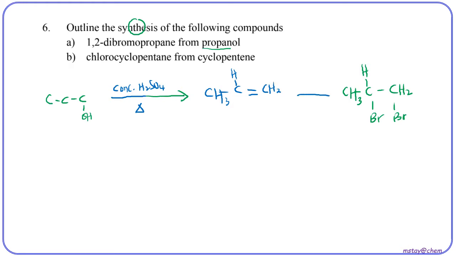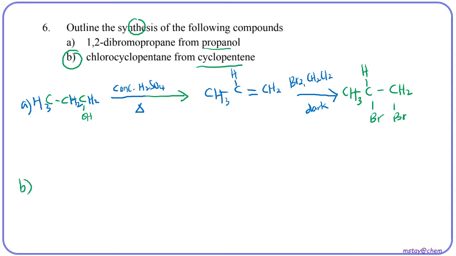So alkene can produce dihaloalkane by reacting with bromine in CH2Cl2 in the dark. So this is the answer for question A. Now let's proceed to question B.